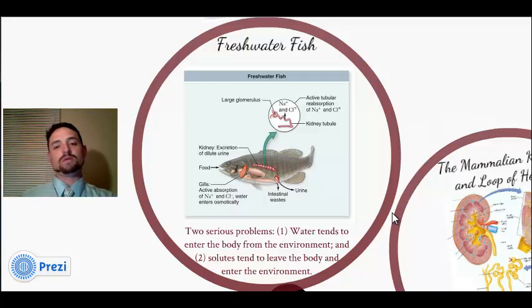You're surrounded by water, so that's not a huge problem, but the water tends to enter the body from the environment. So you end up with your cells really becoming swollen with water, and this could be a negative thing. Animal cells don't have a cell wall, and you could end up with a bursting of those animal cells unless you have some way of getting water out.